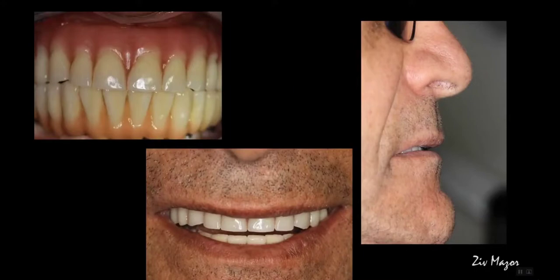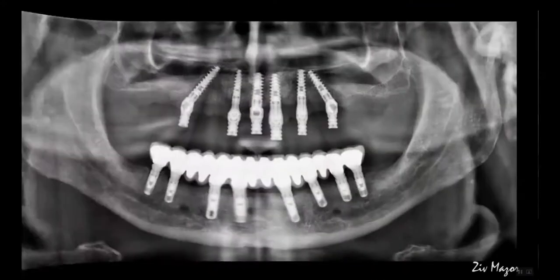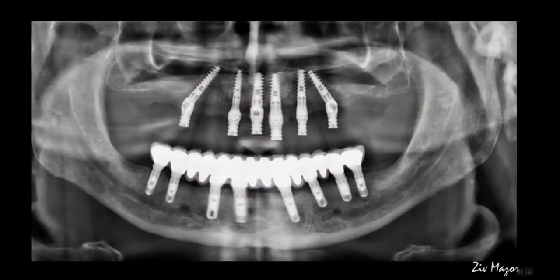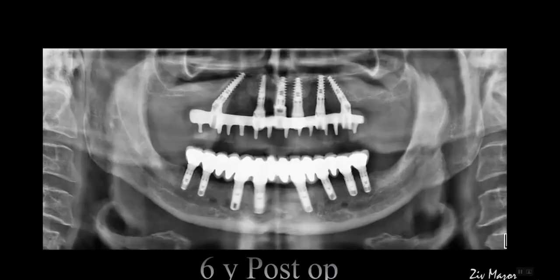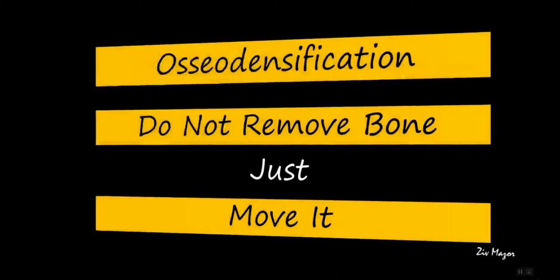Patient is very happy. That is how he leaves the office on the day of the surgery. That's how he goes for the next 5 months or so. And that is the final restoration taken in a radiograph 6 years post-operative. So definitely a big change.